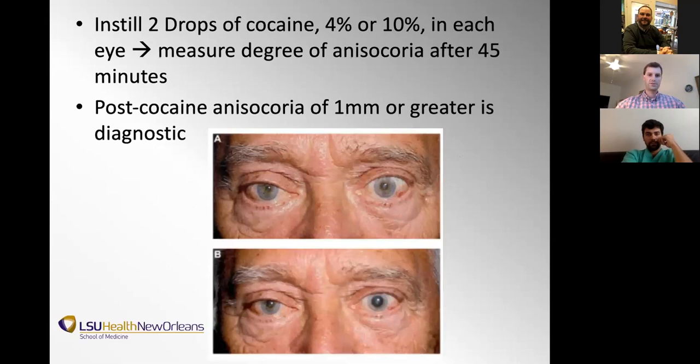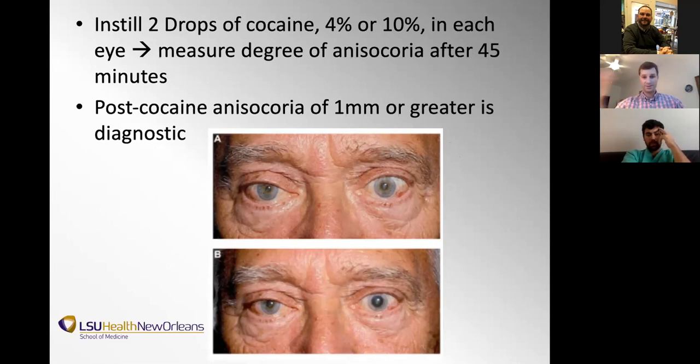So here's how the cocaine test usually works. Typically, you'll instill 2 drops of topical cocaine, either 4% or 10%, in each eye, and then measure the degree of anisocoria after about 45 minutes. And usually a positive test will be considered if there's 1 millimeter or greater of anisocoria at that time.